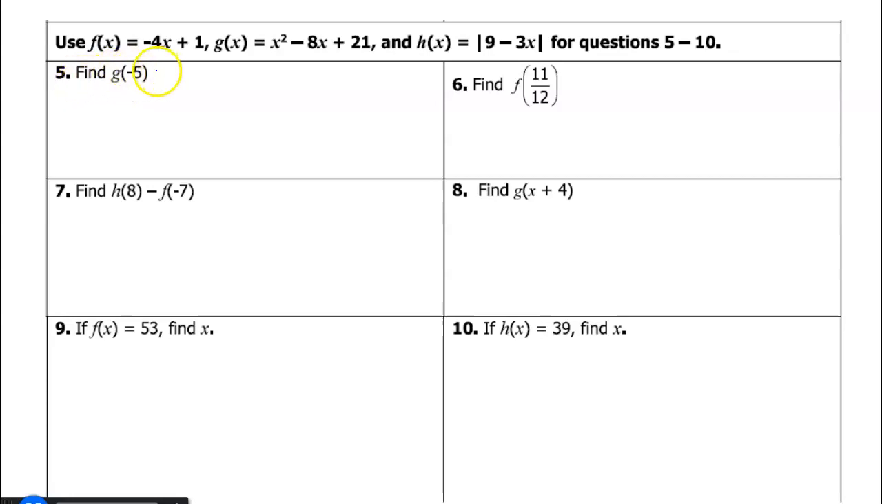So they give us g, they say find g of -5. They give us g of x. They say g of x is x squared minus 8x plus 21. So I know that I'm going to put -5 everywhere I see x. So -5 squared minus 8 times -5 plus 21. Now I can evaluate it. I can simply plug it into my calculator. That's what Miss Bennett is going to do.